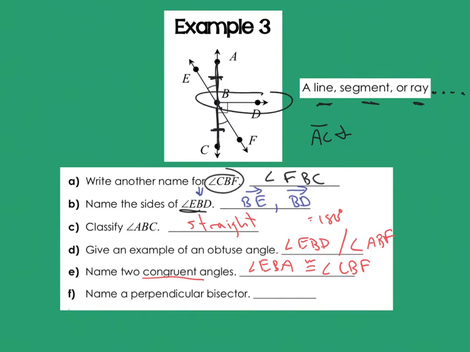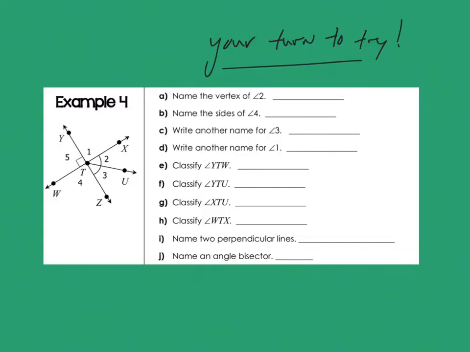Who did the cutting in half? Looks like this piece met it at 90 degrees. So I think that ray BD is the angle bisector. Now, if any of this was too fast, stop the video, go back and rewatch this. Let this sink in. Okay, now it's your turn to try.